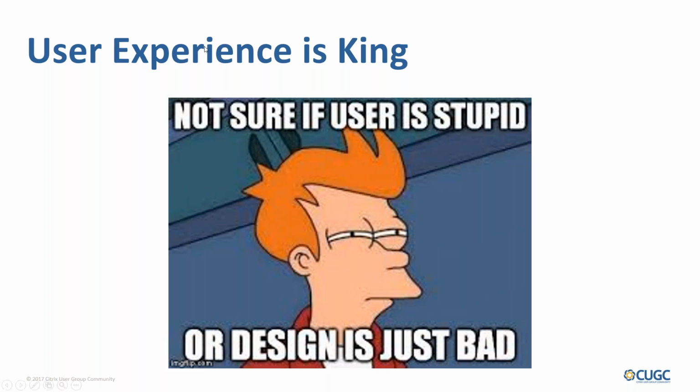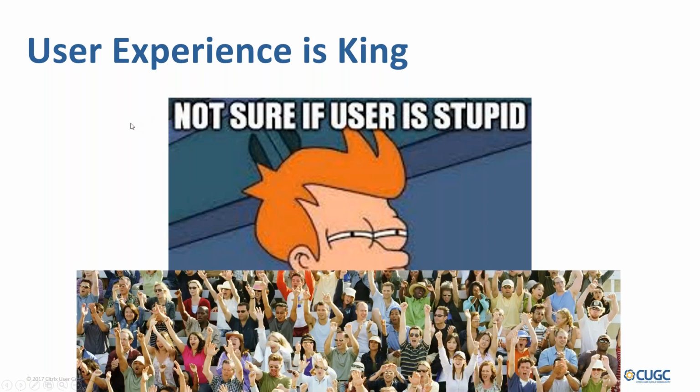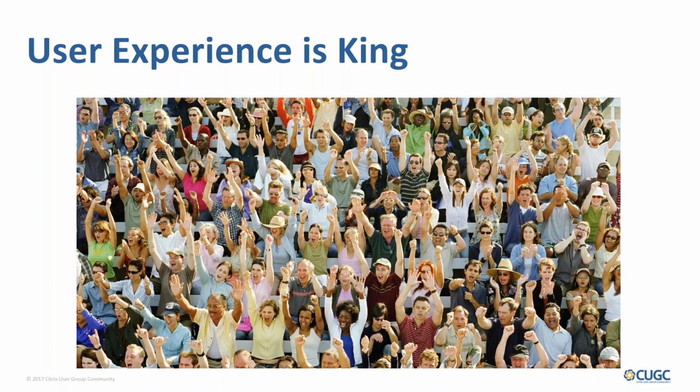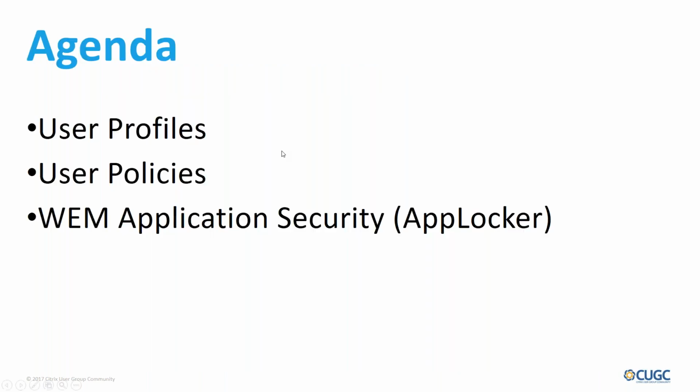And the end goal is always, if we had the user experience the way we wanted it, then it doesn't matter what our design is. Our design could be bad. If our users are happy, they will follow us everywhere. I mean, you could have the worst design out there, things are falling over all the time, but if the users are happy, it really doesn't matter. So that's what the whole idea is. User experience is king. So pretty much the agenda is we're going to cover some profiles, information, some policies.